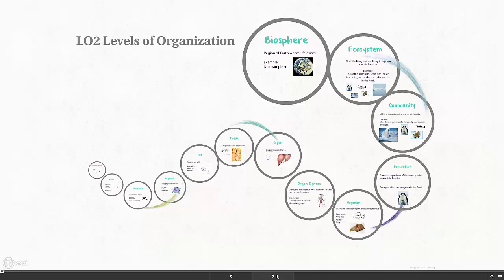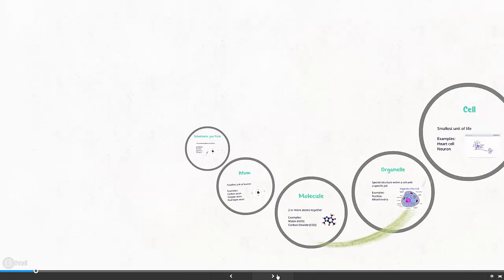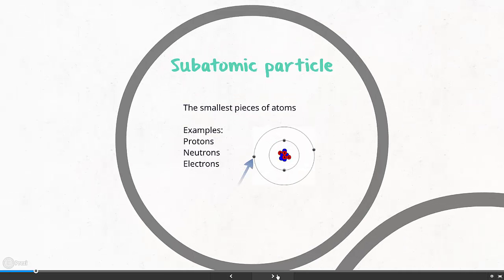In this video, we're going to talk about how life is organized from the smallest thing up to the largest thing. So let's start small. First, we can break down all living things into pieces, basically. The smallest piece, now this isn't considered alive, but the smallest piece of any organism is a subatomic particle.